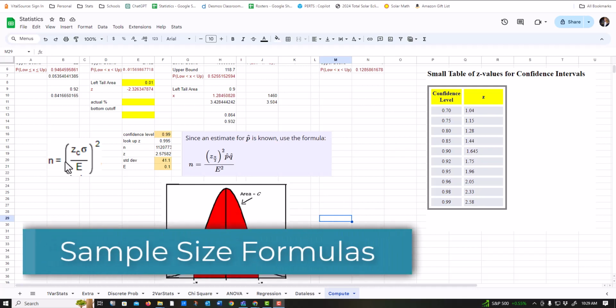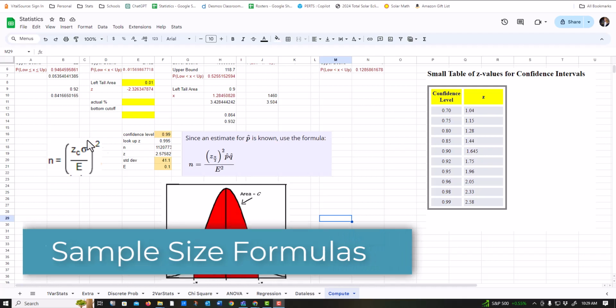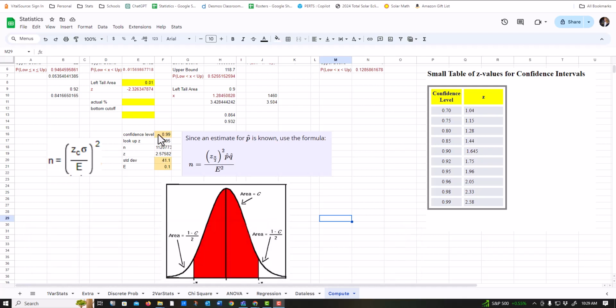All right, we have the sample size equation, and this one on the left is for when you want to find the sample size about a mean. How you know this is the sigma, the standard deviation. So what I did is I added this extra stuff in here. This right here is just to remind me what the formula looks like.